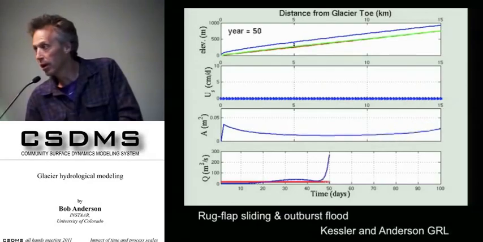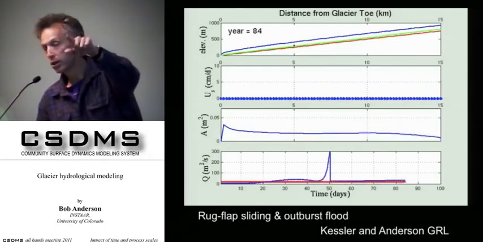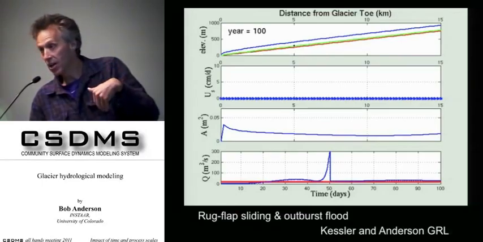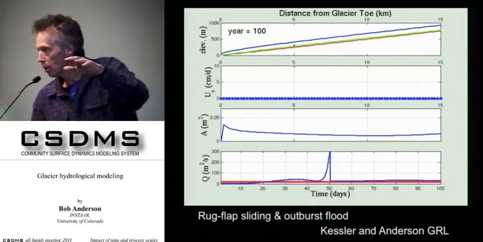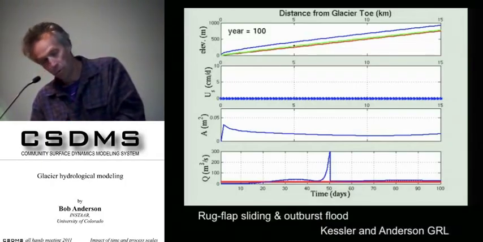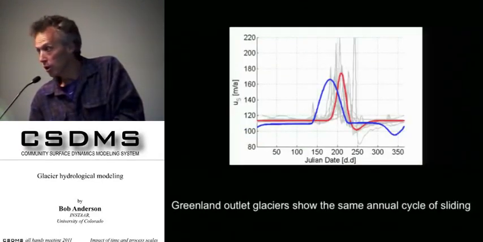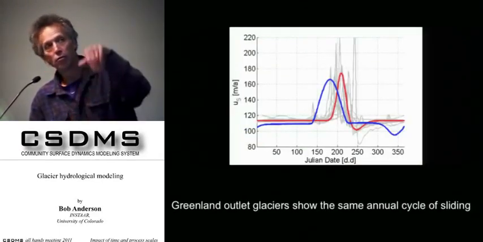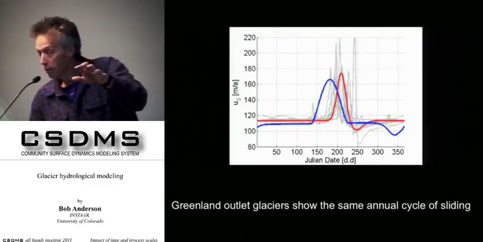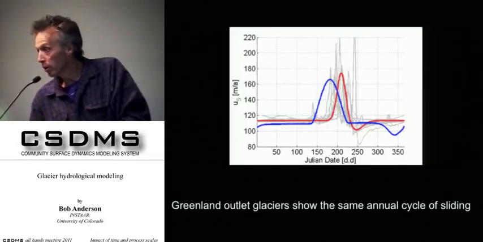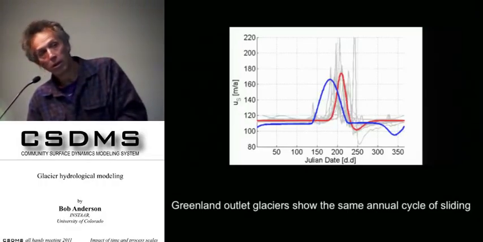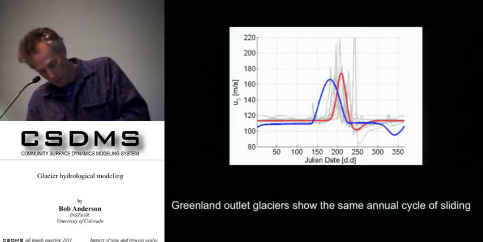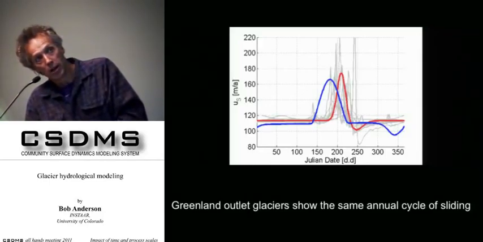We get this rug flap-like speed up, which translates up glacier as the conduit gets more and more efficient. It bleeds off that water pressure and stops that sliding from occurring. Just as in the animation, we see the same kind of rug flap-like sliding history on some of the outlet glaciers in Greenland. This is simply a compilation of sliding histories for many years on an outlet glacier on the west side of Greenland. Each one of these gray lines is a sliding history.